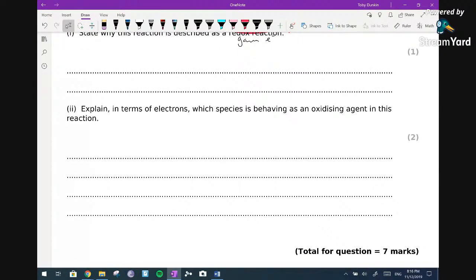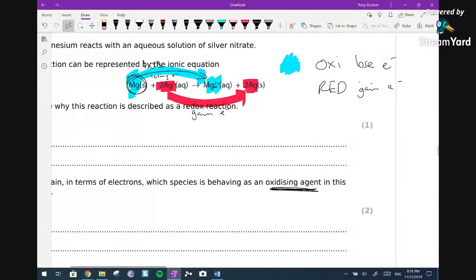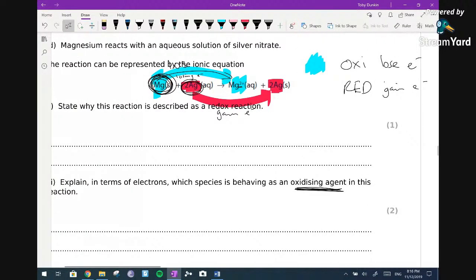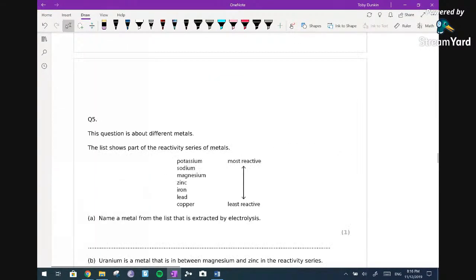Explain in terms of electrons which species behaves as an oxidizing agent. Right. A police agent is someone who is enforcing the police. An oxidizing agent is someone who is causing oxidation. Who is being oxidized? Oxidation is loss. Magnesium is being oxidized. So the agent is silver. It's hard, that. It's tricky. I'll go through that a bit more when we're in school.